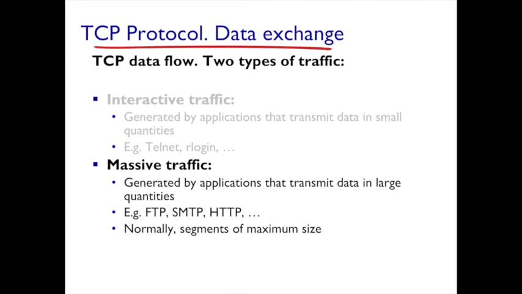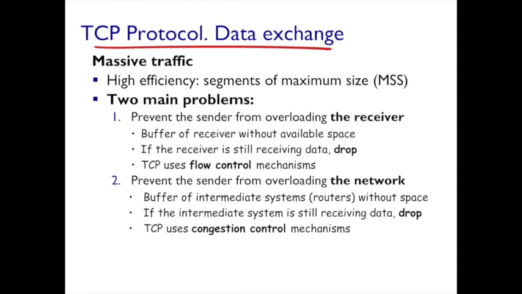Once we have finished with the interactive traffic, we move to massive traffic generated by applications that transmit data in large quantities. Examples of applications: FTP, SMTP, or other types of protocols like the web, HTTP. The important key thing here is the MSS. So the segments will be of full size, MSS. But obviously we have a higher efficiency if we send a smaller number of segments compared with the interactive traffic, in which maybe only 1 byte is sent.